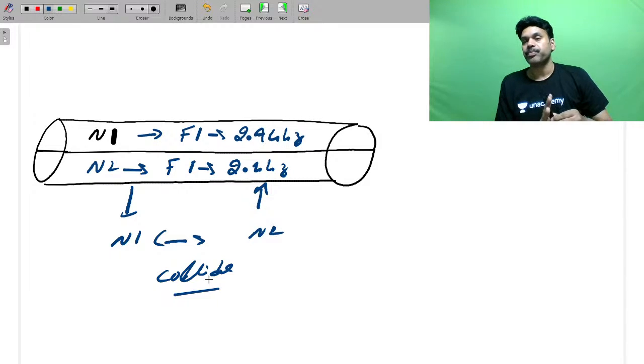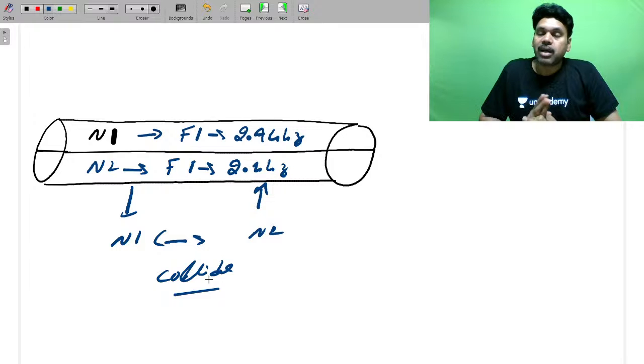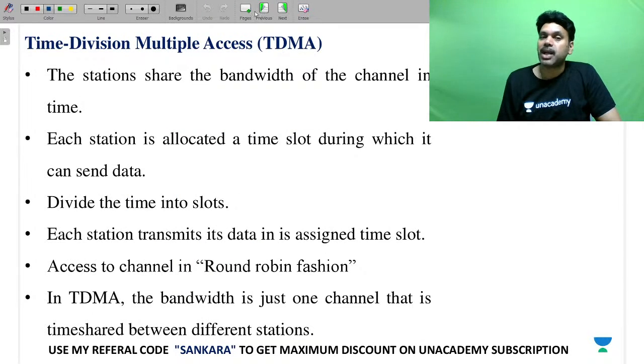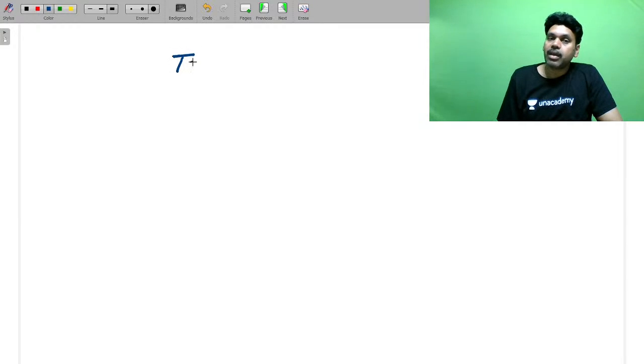What is the reason? If the nodes are using the same channel with the same frequency, then there may be a chance of collisions. That's why, to avoid these problems, we are using time division multiple access. Again, I'm telling you, please look at this diagram carefully. I have divided, for example, my total bandwidth equal to 100 Mbps.